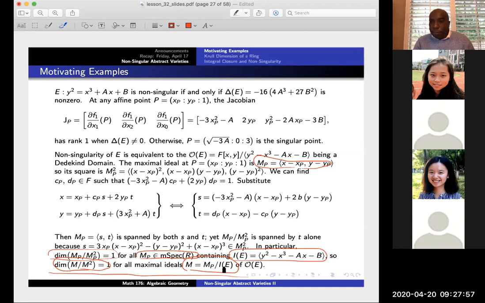Did the substitution you did depend on P being on the curve or no? It did. Notice the MP here is (x - xp, y - yp). Those are the coordinates xp, yp, the coordinates of the point P. Okay, thank you. Yeah, you're welcome.